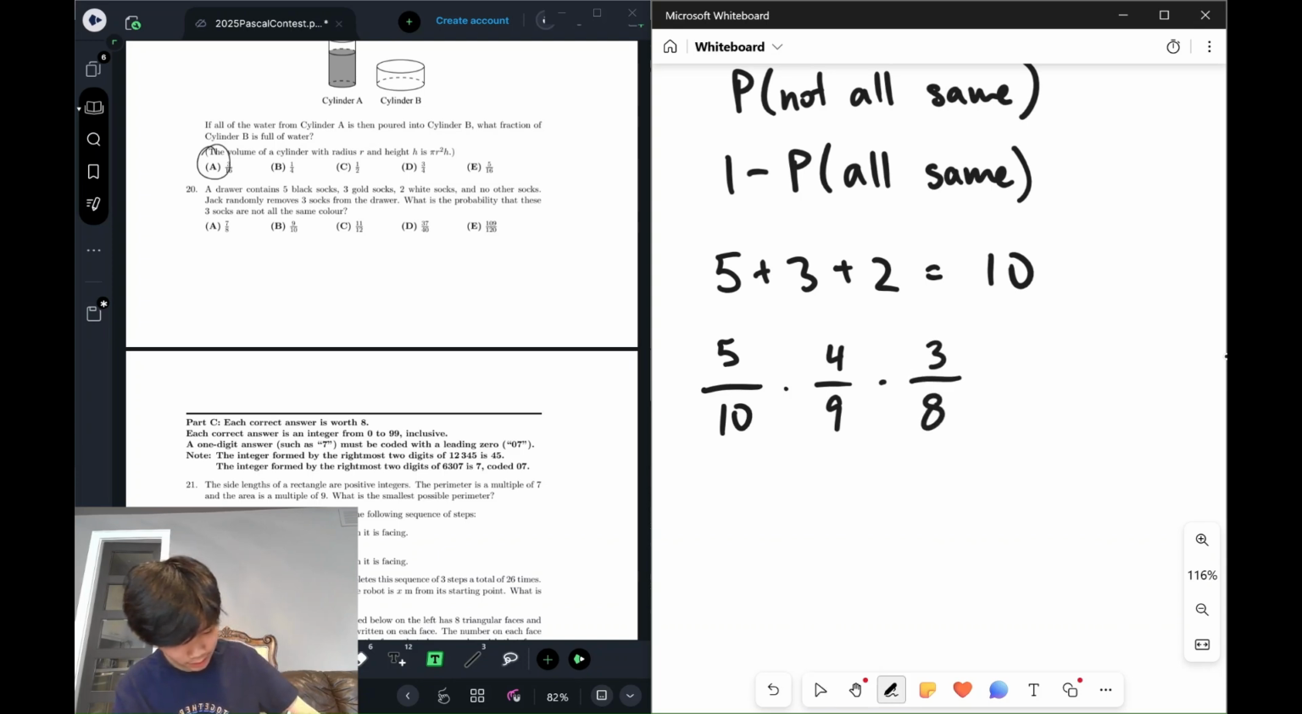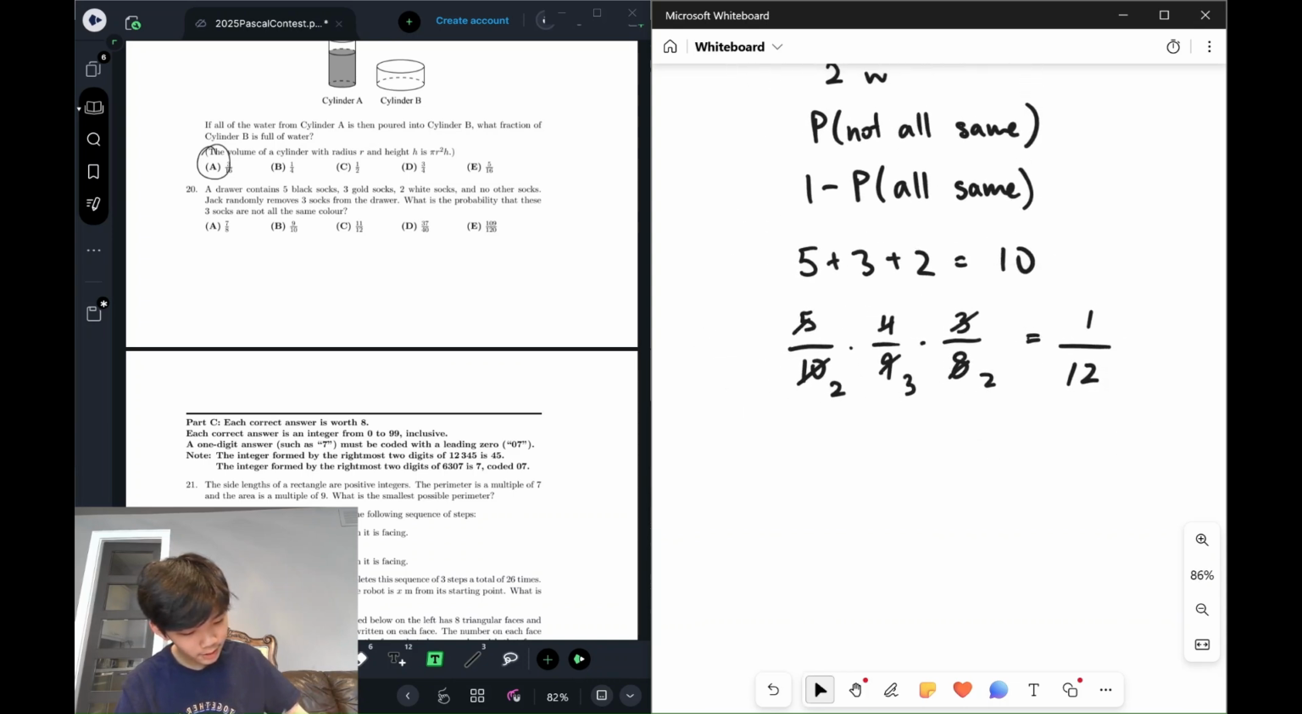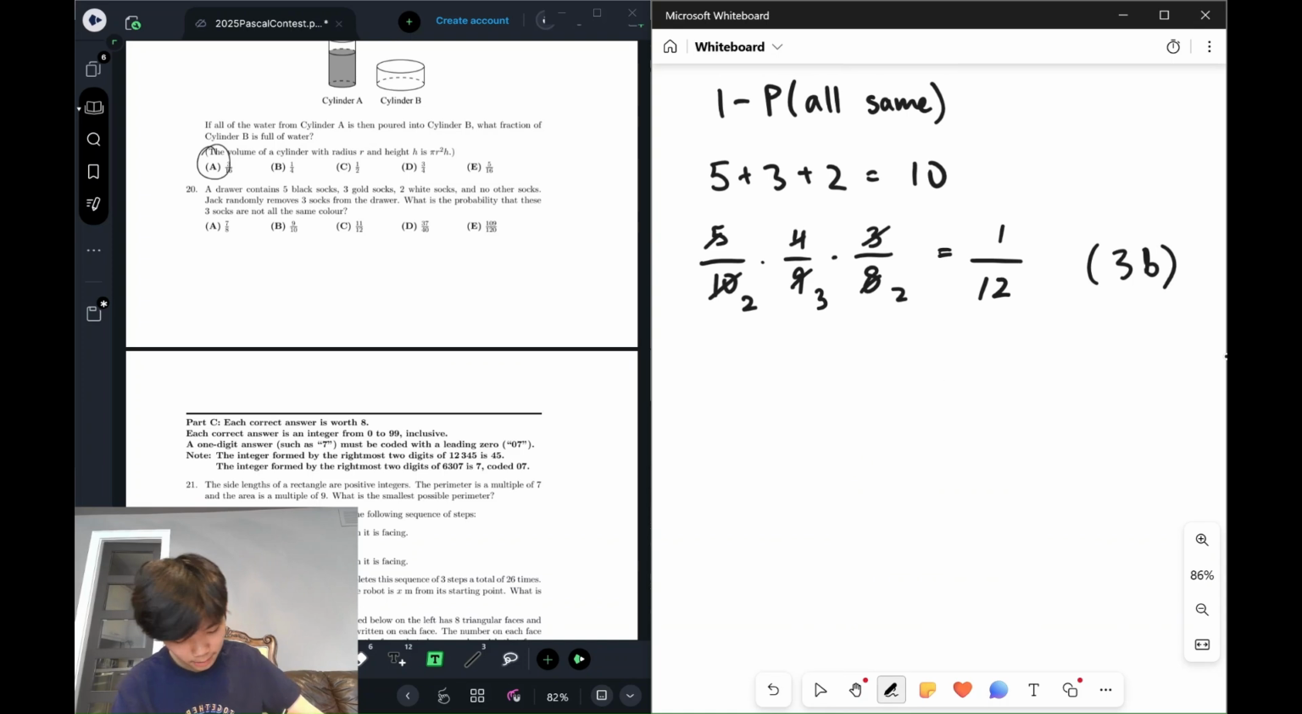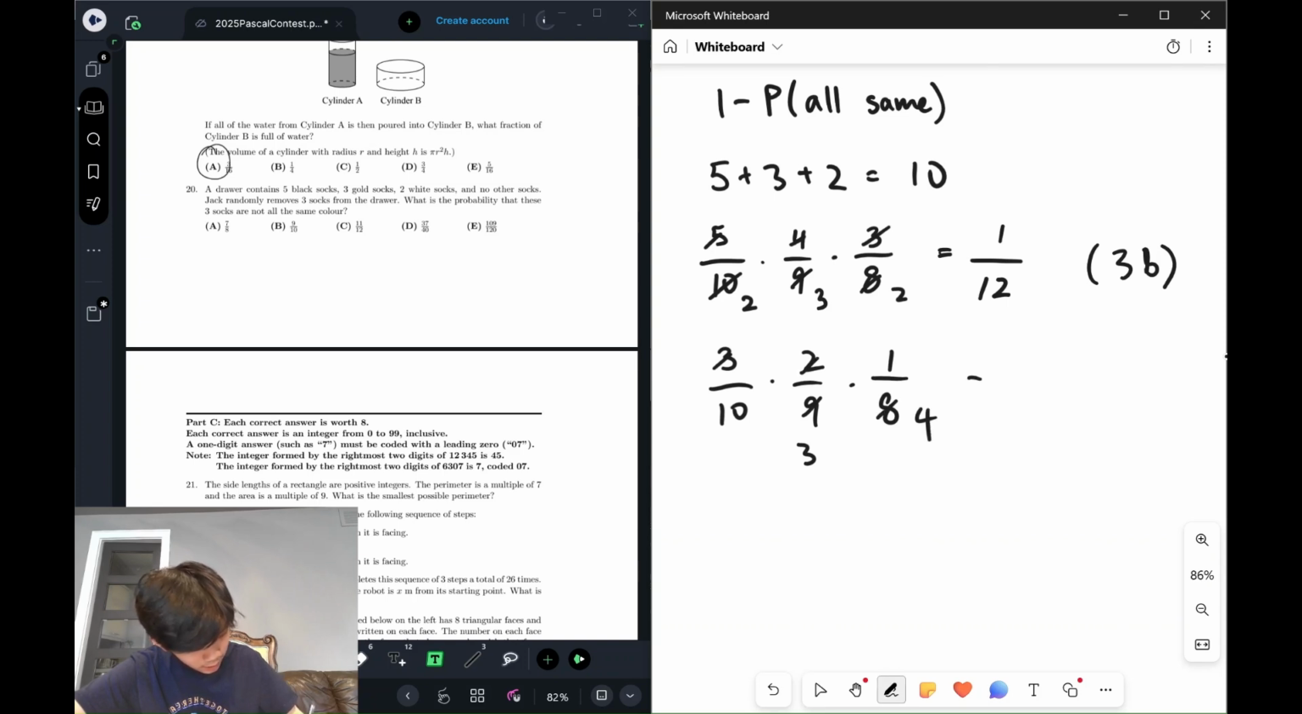We can simplify this to get, this leaves 2, this leaves 2, this leaves 3. This is going to be 1 over 3 times 4, which is 1 over 12. This is the probability of 3 blacks. What's the probability of 3 gold? It's going to be similar to the previous one, except with 3 over 10 times 2 over 9 times 1 over 8. Again, we can simplify this. Cancel the 3, cancel the 4. This is equal to 1 over 120.